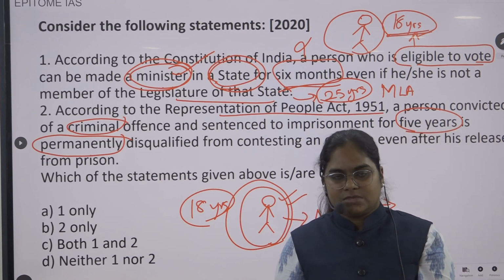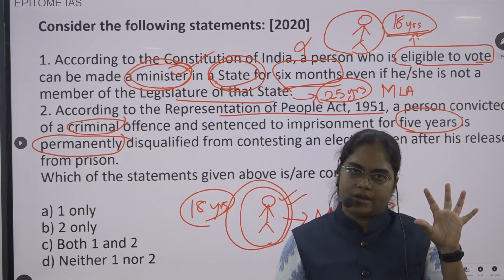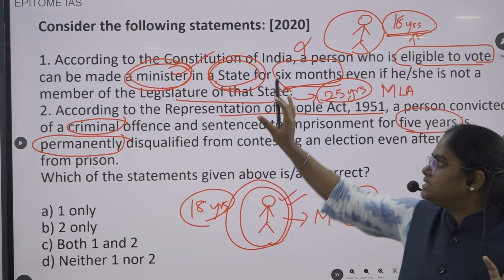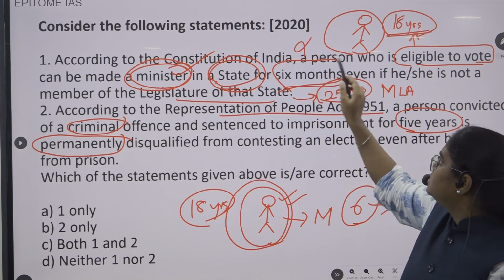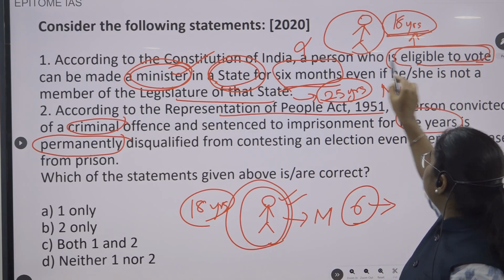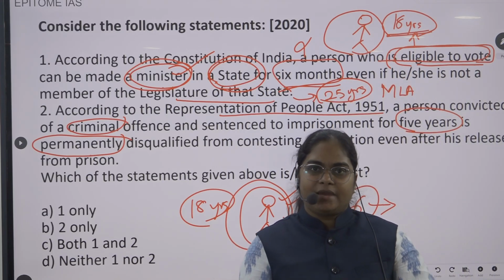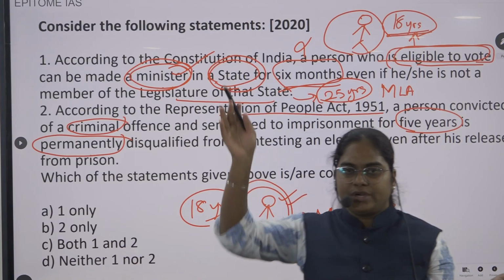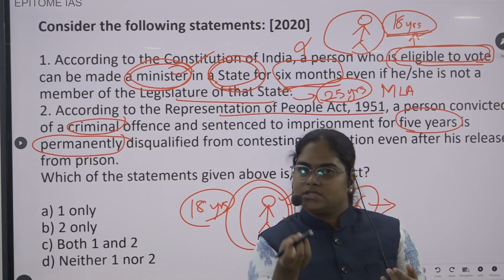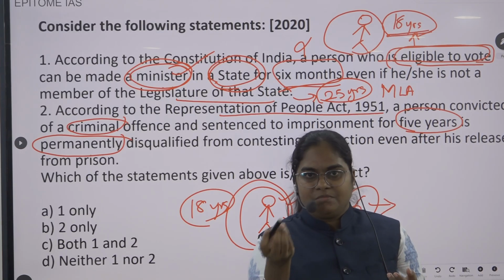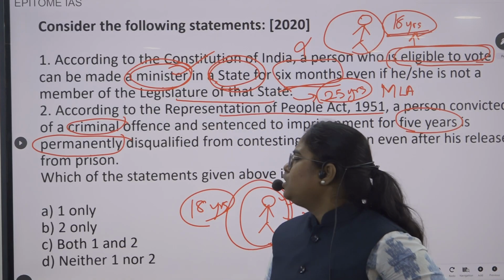Then within 6 months he'll be contesting election and becoming a member of that particular house. Otherwise this statement is correct. But what is wrong in this statement? Not all persons who are eligible to vote can be made a minister. I told you an example. Any person who is 19 or 20 years old is not eligible to become a minister. That's the thing. The first statement is wrong.